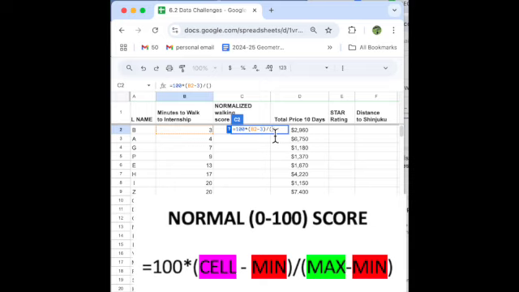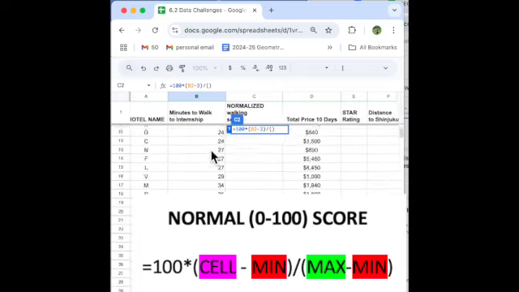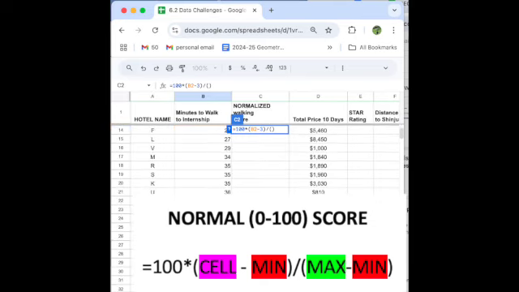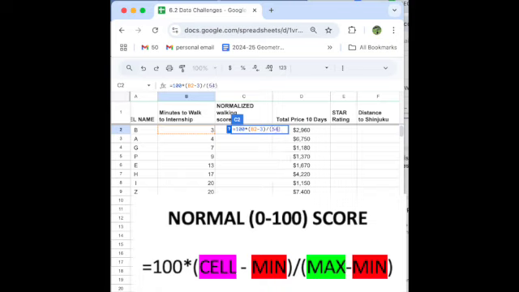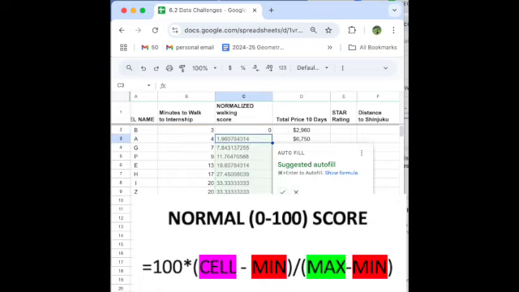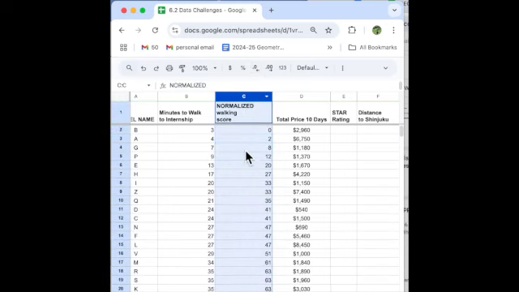The second set of parentheses has to do with how big my range is. So the highest is 54, the lowest is 3. So I do 54 minus 3. And that's it. Let me get rid of these extra decimals. So now I have my walking score, and it's 0 through 100.